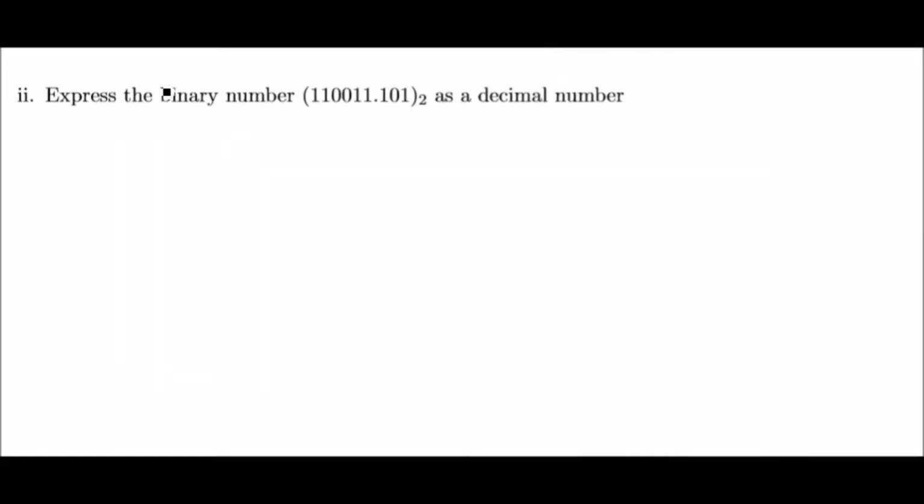Okay, part 2 of question A. We need to express the binary number here, so that's 110011.101 in base 2, which is binary, as the original 0 to 9 decimal number. So very easy procedure. I find this one far easier than the previous example, because in this case, all we have to do is simply write all of these digits out in the same way. So I'll do like this, and literally put them in terms of powers of 2.